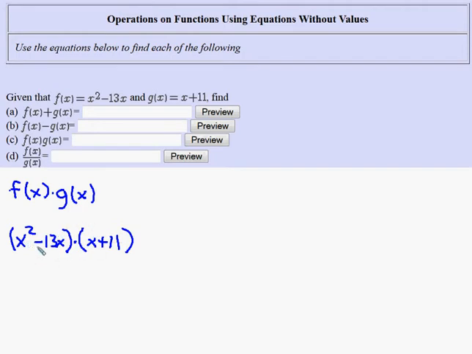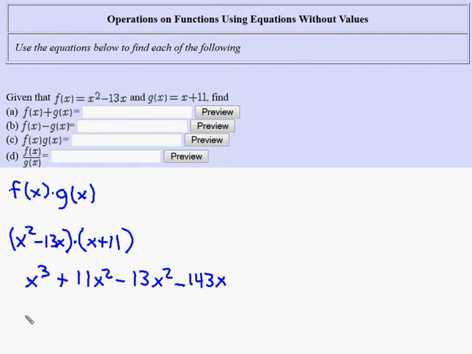In any case, the x squared gets multiplied by the x, giving you x cubed. The x squared gets multiplied by the 11, giving you 11x squared. Negative 13x times x is minus 13x squared. Negative 13x times 11, I guess let's play stump the professor here. 13 times 11 is 143, but a negative times a positive is a negative. So that's negative 143x. And I'm still not done unless I simplify these two like terms in the middle.